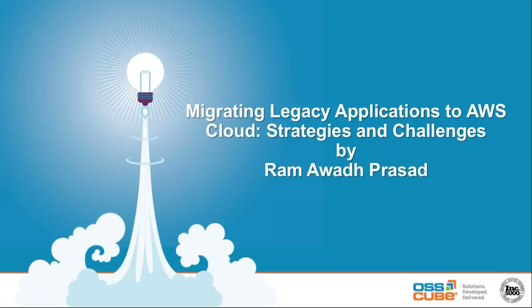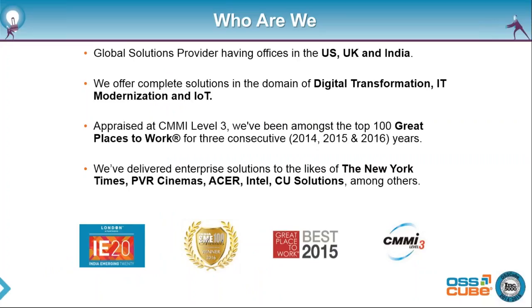Before we begin with the webinar, let me briefly walk you through the background of OSS Cube. We are a global solutions provider headquartered in the US, having offices in the UK and India. We offer complete solutions in the domain of digital transformation, IT modernization, and Internet of Things. In the space of IoT, we are extensively working on creating certain IPs, about which we'll probably hear soon. OSS Cube has been amongst the top 100 great places to work for 3 consecutive years, starting from 2014 up to 2016.